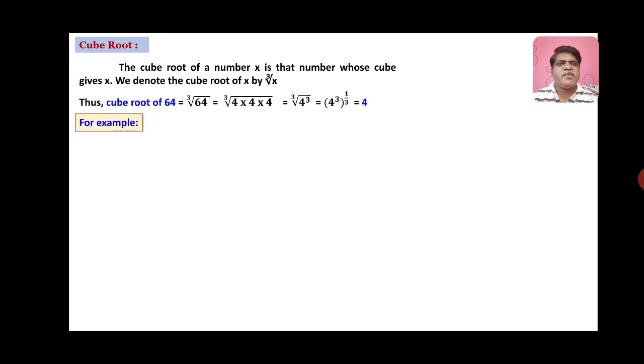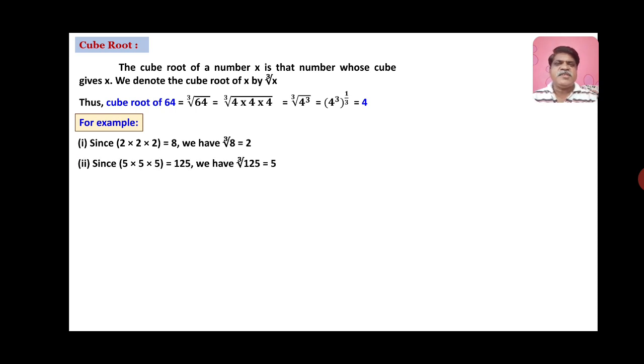For example, let us consider: since 2 into 2 into 2 is 8, we can write the cube root of 8 is 2. Similarly, 5 into 5 into 5 is 125, meaning the cube root of 125 is 5.